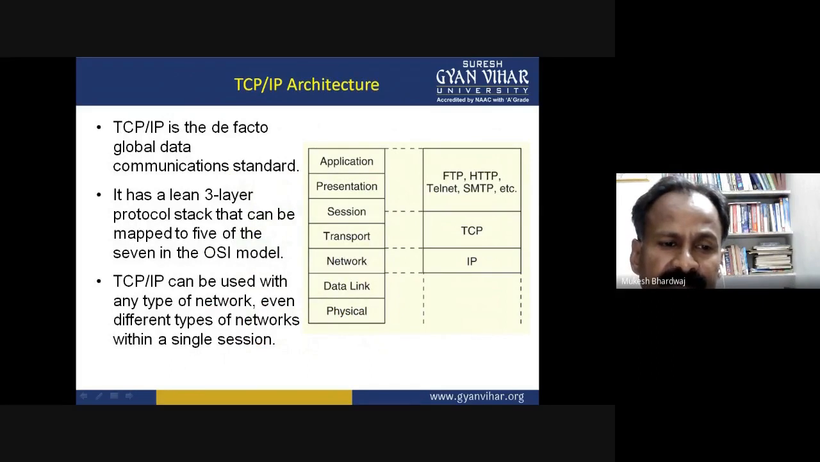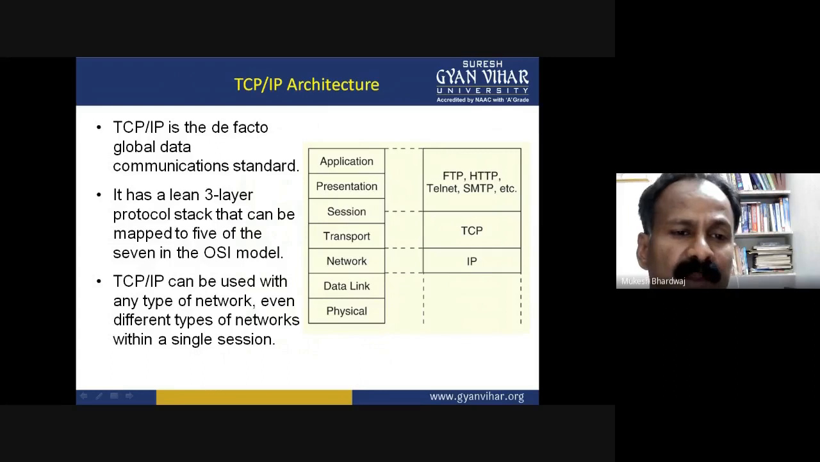It has a lean 3-layer protocol stack that can be mapped to 5 of the 7 layers in the OSI model. TCP/IP can be used with any type of network, even different types of networks within a single session.